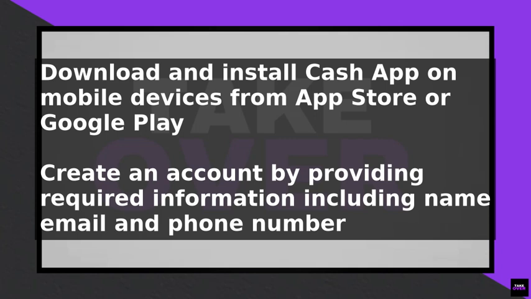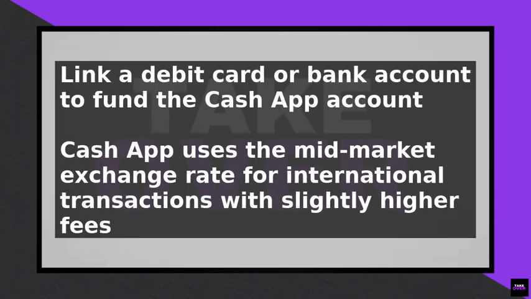When receiving money from someone in the UK, the process is similar. The sender will need to use your $hashtag or other identifying information to initiate the transfer. The funds will be converted to your local currency using the mid-market exchange rate, and you can access them in your Cash App account.